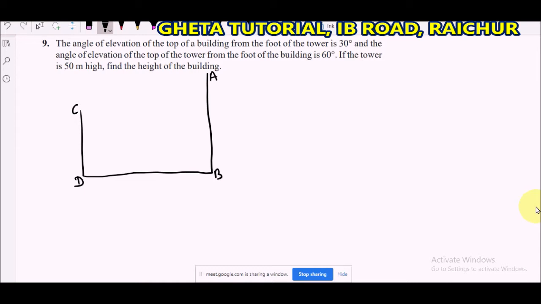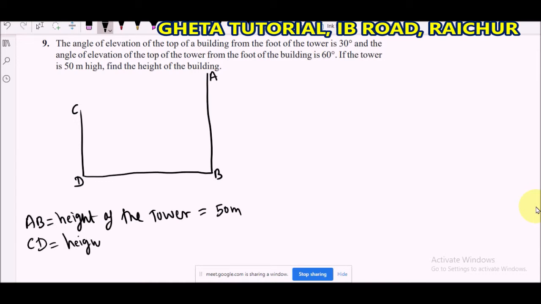Here I will first write AB. AB is the height of the tower, which is given as 50 meters. And CD is equal to what? CD is the height of the building. That is the question mark. So CD is the building.